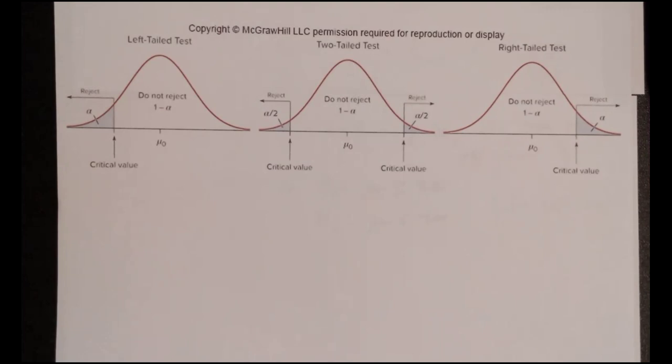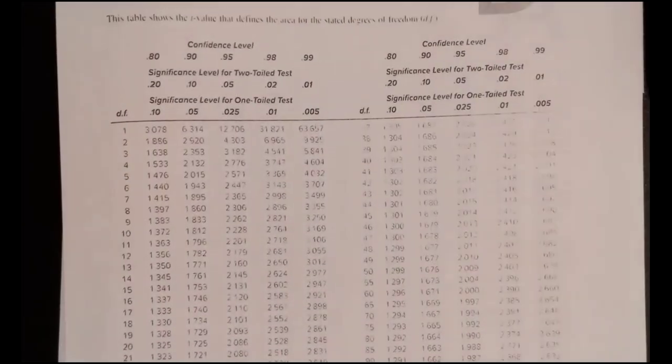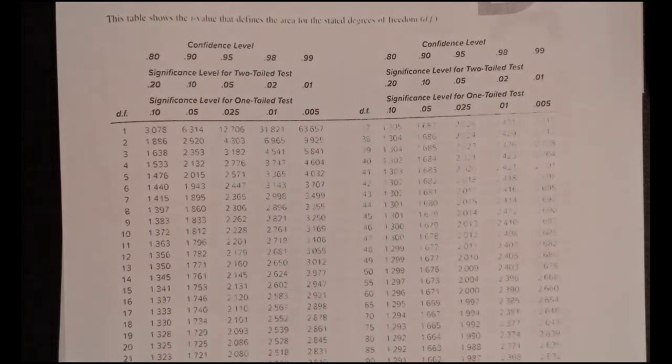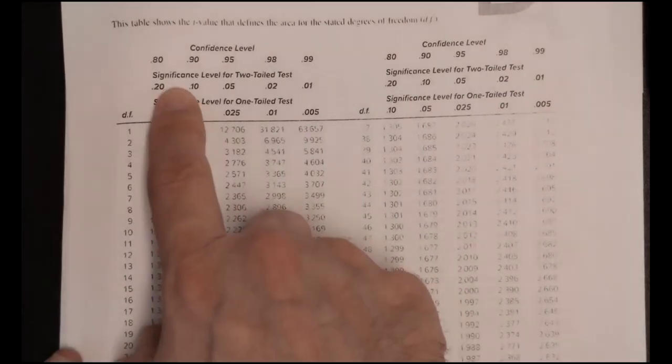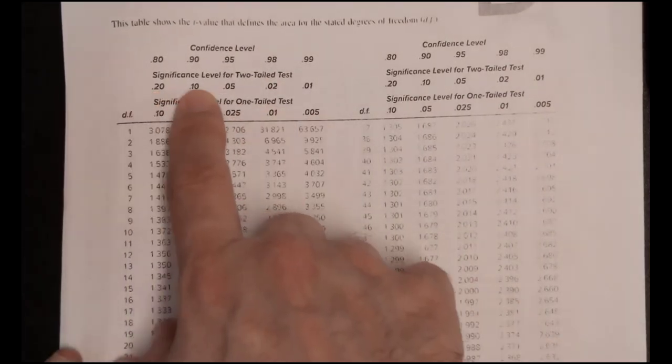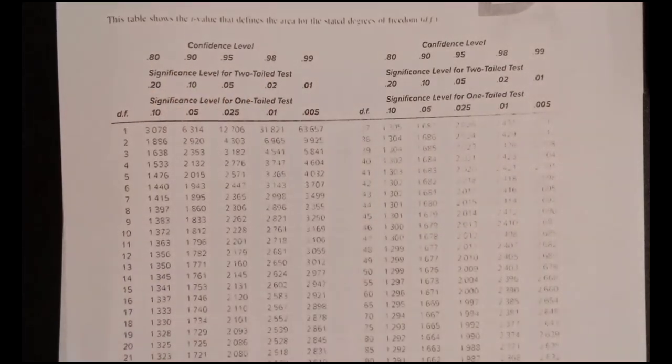On our table, by the way, take a look at those significance values at the top of the table on Appendix D. It says rather bluntly, a one-tail test versus a two-tail test. Notice that the numbers in the one-tail test are half the size of the numbers in the two-tail test.